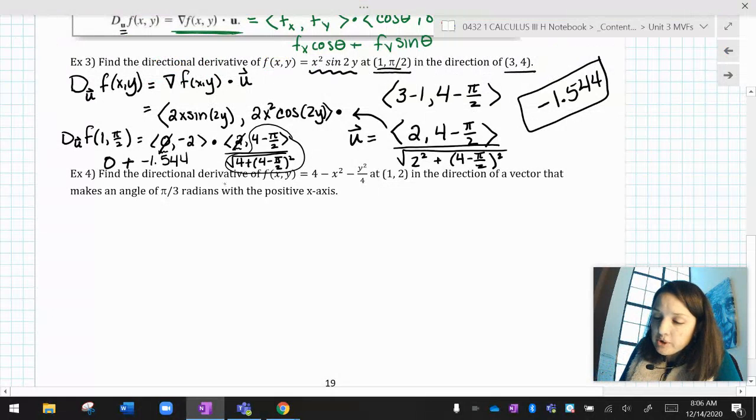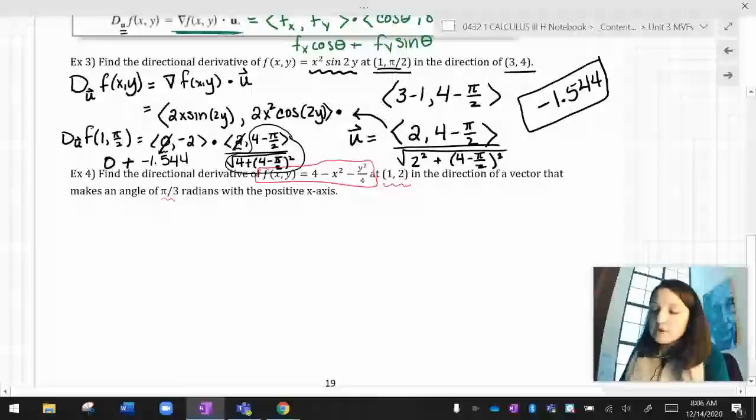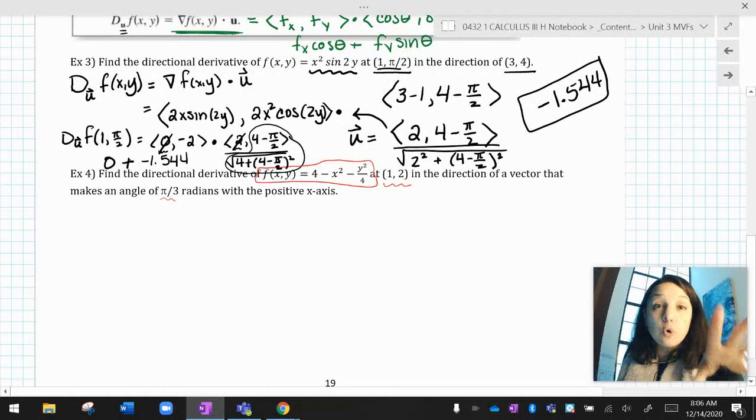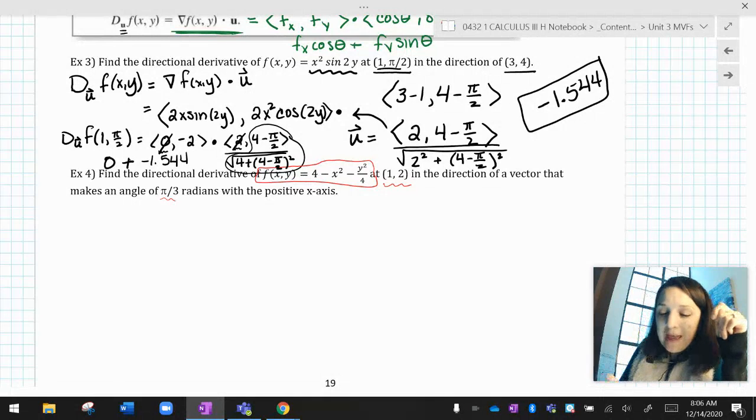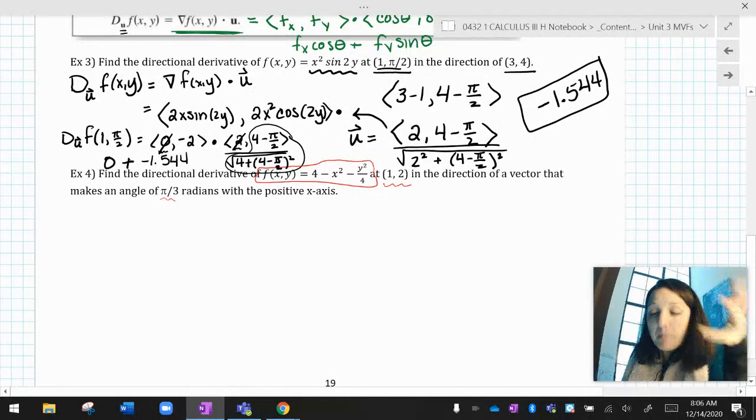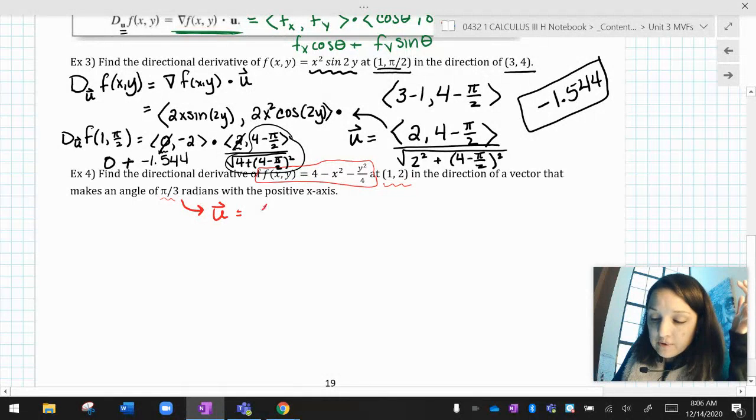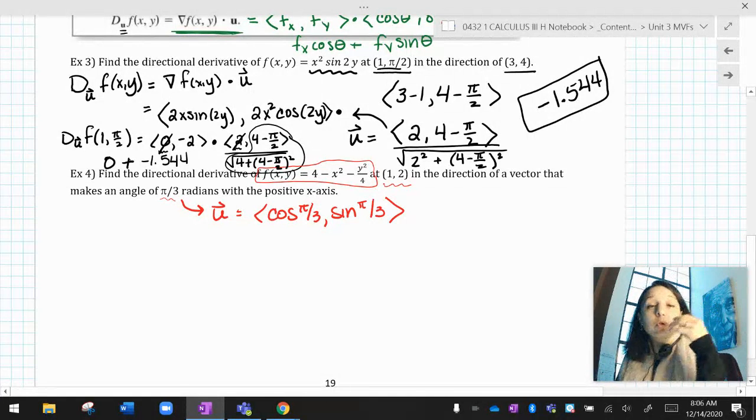This one says find the directional derivative of this function right here at the point 1, 2 in the direction of a vector that makes an angle of pi over 3 radians with the positive x-axis. Okay, this one's going to go better. I can promise you that. If I'm going in the direction pi over 3 radians, that means my unit vector is the vector cosine pi over 3, sine pi over 3. And that is guaranteed to be a unit vector. I don't need to divide it by its magnitude or anything.